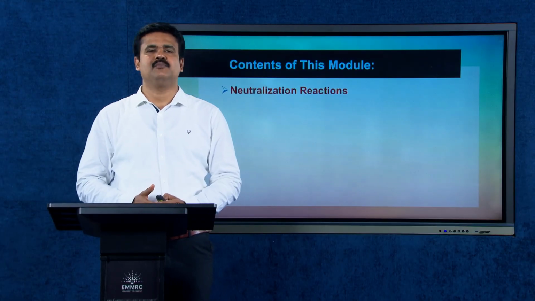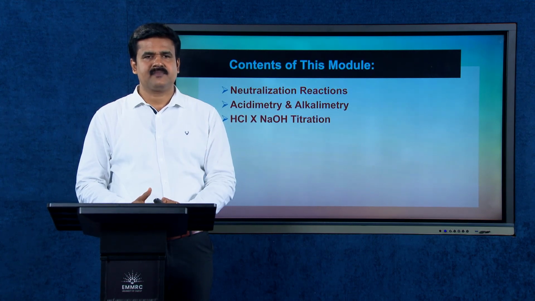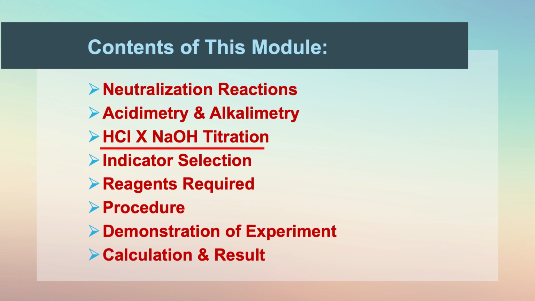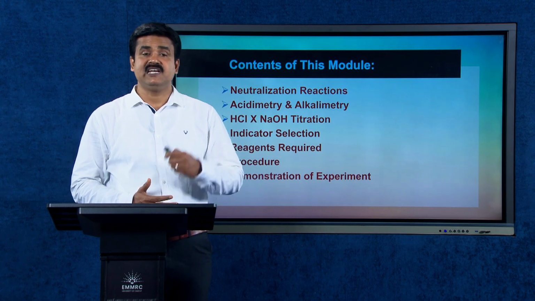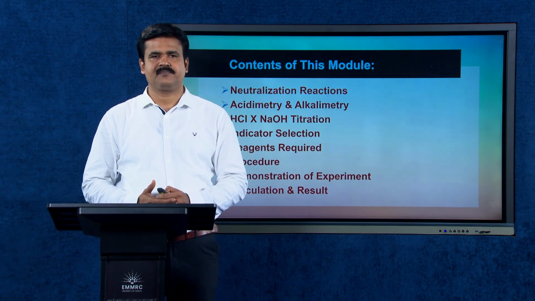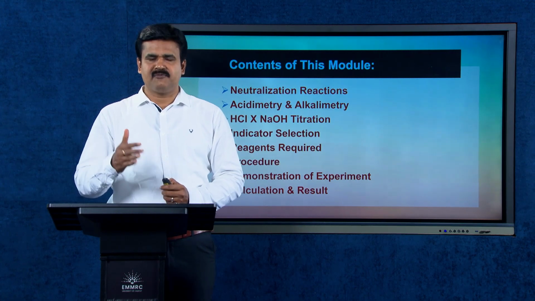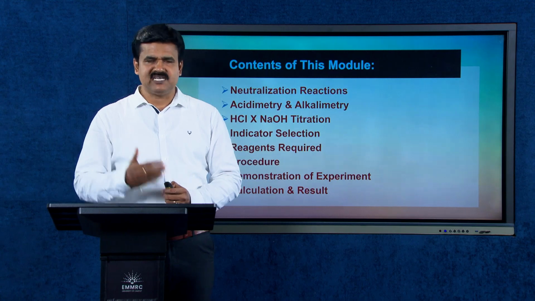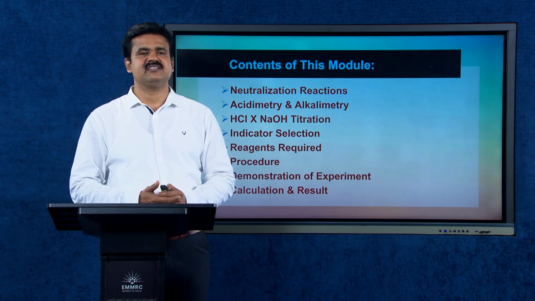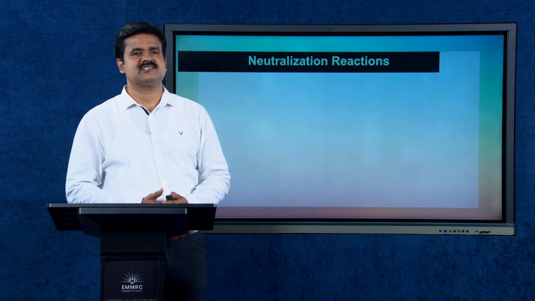The contents of this module are neutralization reactions, acidimetry and alkalimetry, hydrochloric acid against NaOH titration, indicator selection, reagents required for the titration, procedure, demonstration of the experiment, calculation and results. We can enter into experiment number 1. Before starting the experiment, we have to discuss various aspects associated with the experiment. For that, we are beginning from neutralization reactions.